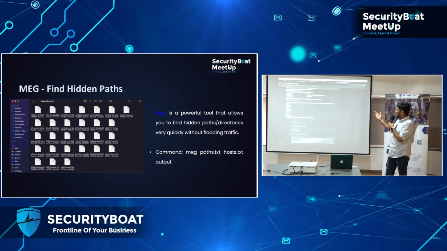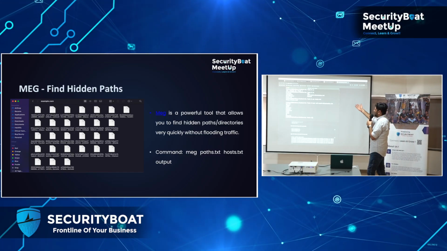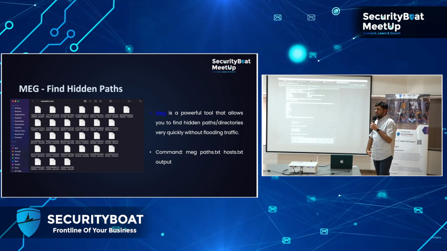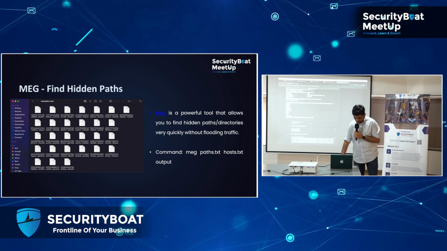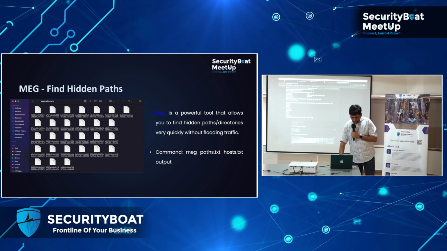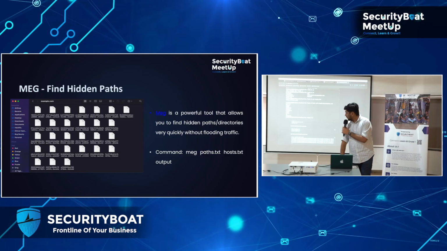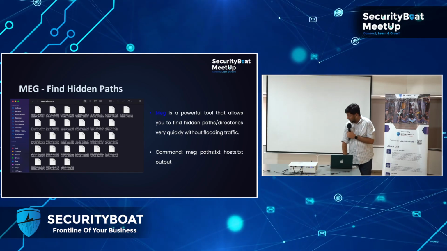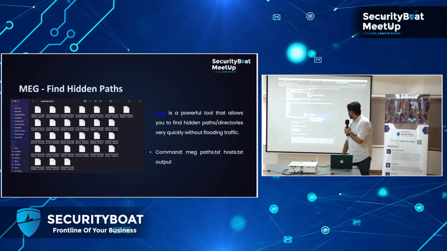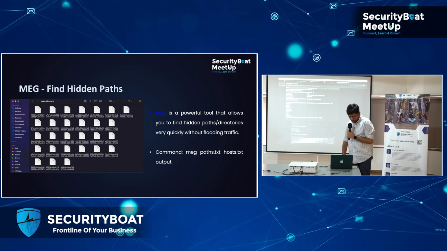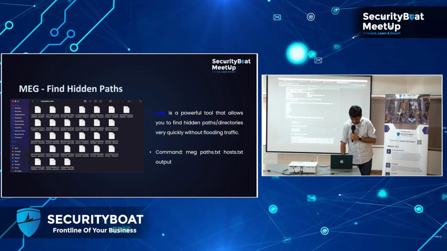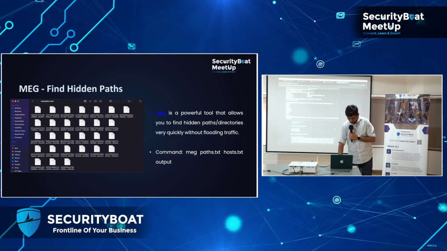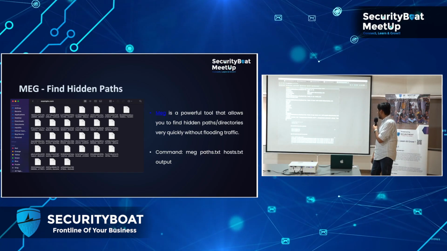So instead of adding slashes, what I did was inside the host.txt file, I've just added a slash at the end. You can do whatever you feel like to, but we are going to use this with a simple command that is meg host.txt, and raft.txt. I'm going to save this inside a folder called output, and I'm going to hit enter.